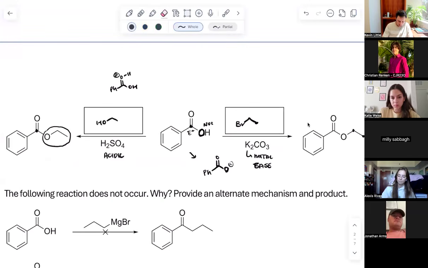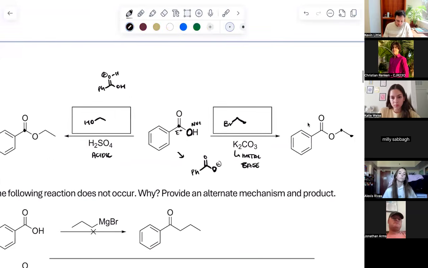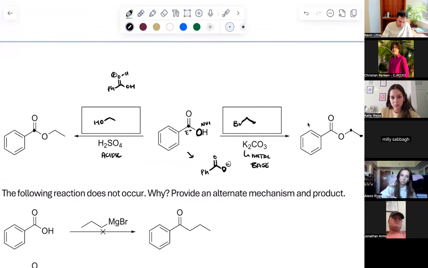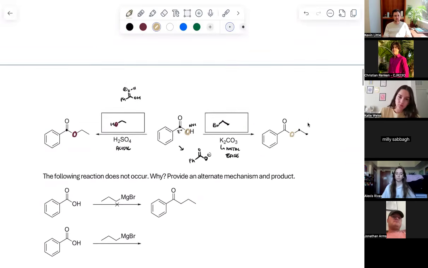So something interesting to note is that even though I get the same product going left and right, this oxygen comes from what we add, where this oxygen comes from the starting material, from the carboxylic acid. And that just depends on what I'm reacting with, right? With one, I'm reacting with the carbon. With the other, I'm reacting with that oxygen, just depending on the kind of situation I'm in.